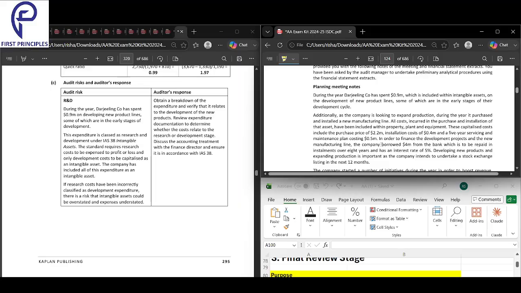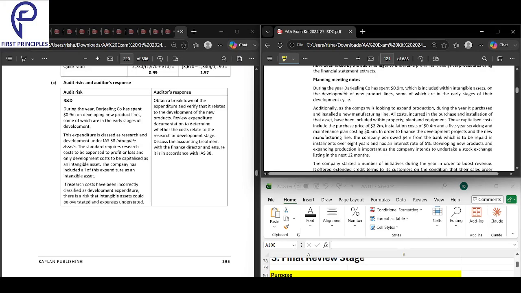Now there are some notes that have been shared, so let's look into that. First, during the year, Darjeeling Co. has spent 0.9 million, which is included in intangible assets, on the development of new product lines. Some of it was during the early stages. So now this is the first risk. 0.9 million is the first risk because research cost should not be capitalized. Early stage cost, which is not meeting the criteria, and development cost also should not be capitalized. So let's find out what the risk is.